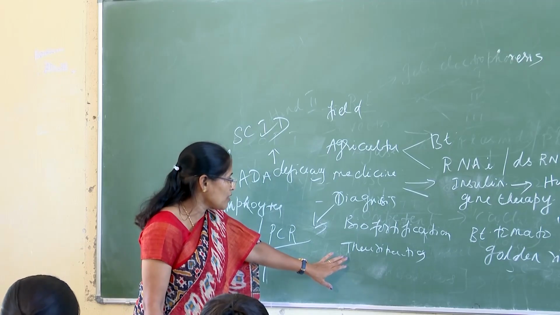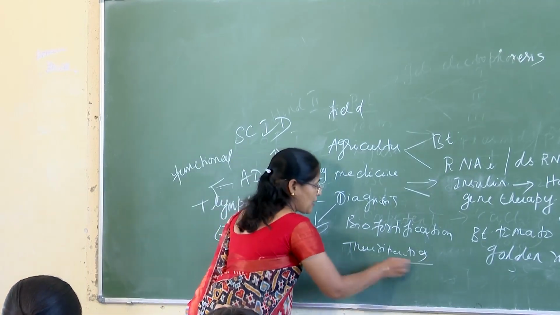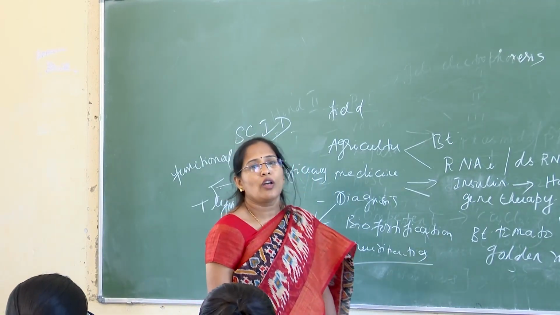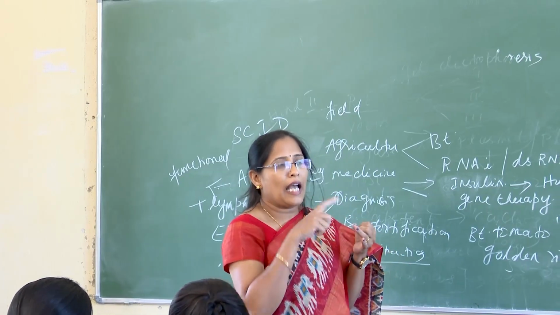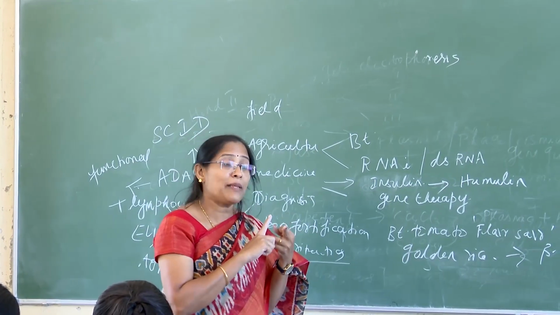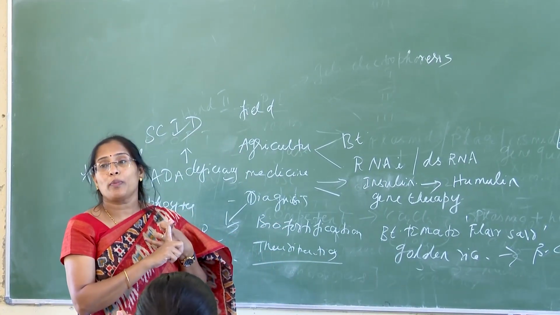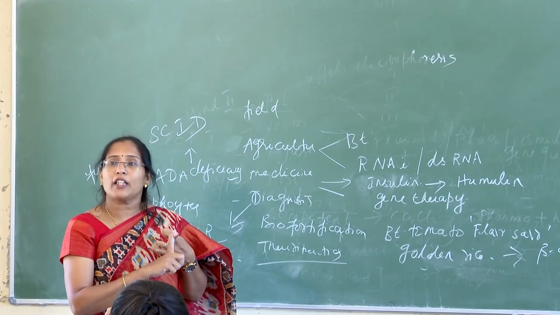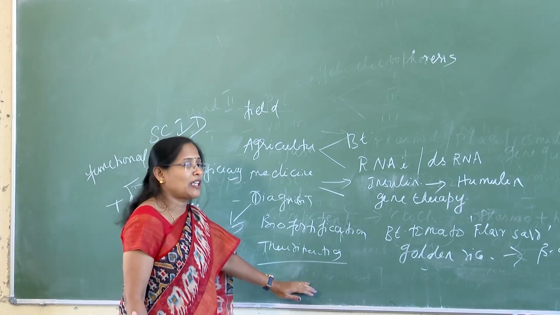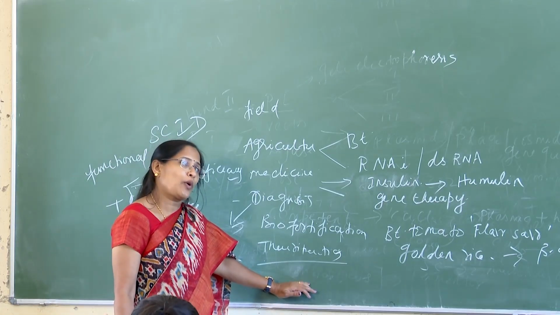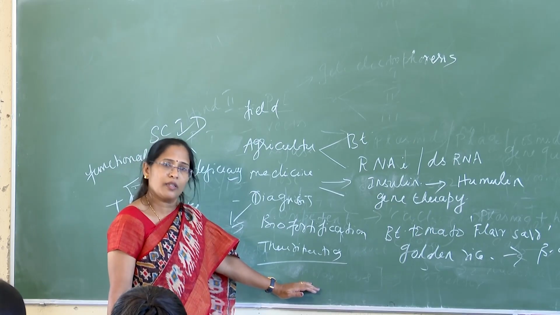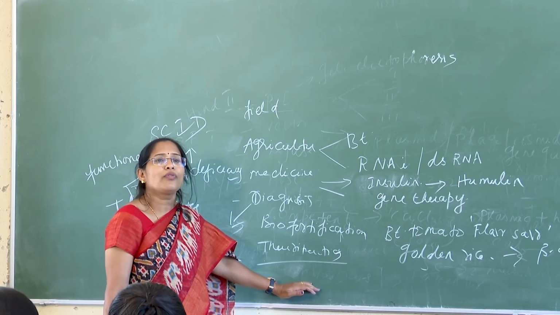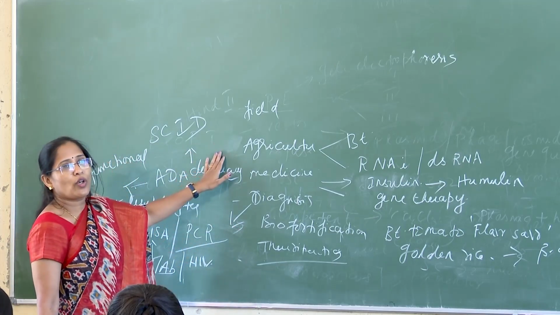Next, the last one is therapeutics. Interferon production, human growth hormone production. Got it? And then what is that? TPA, that is your tissue plasminogen activator production. These are some of the therapeutic substances that are being produced and which can be used. Got it? Now you are able to get it? Yes. So you have a lot of scope in biotechnology.